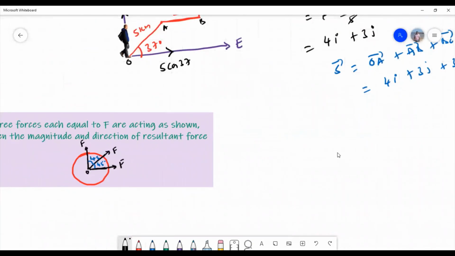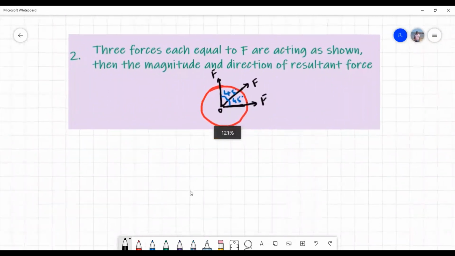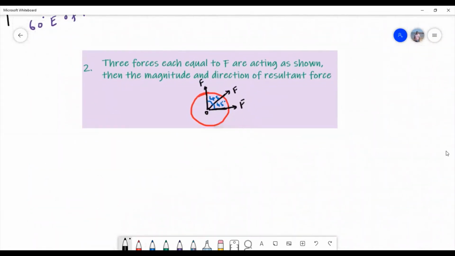Now let's come to the second problem. So what does this problem say? 3 forces each equal to F are acting as shown. Then the magnitude and direction of the resultant force is. If you look at the picture, clearly it is given that the angle here is 45, 45. So each is given as 45.